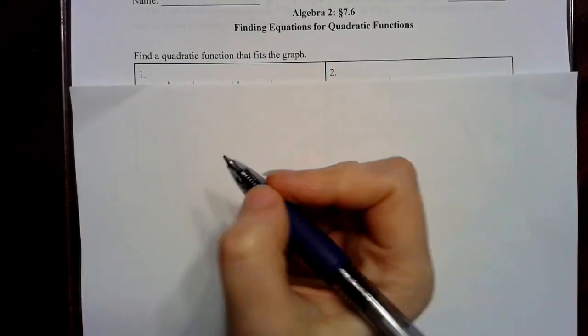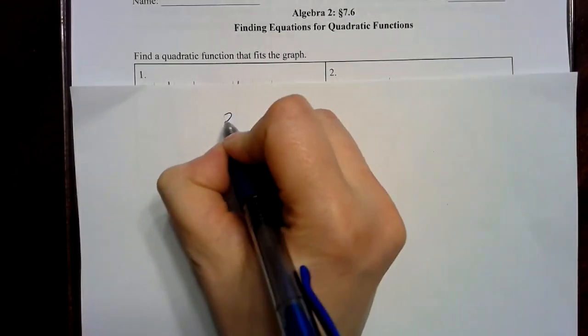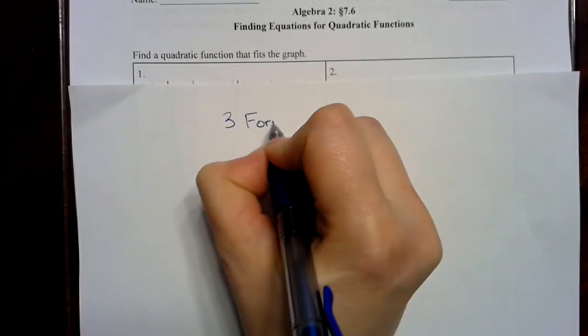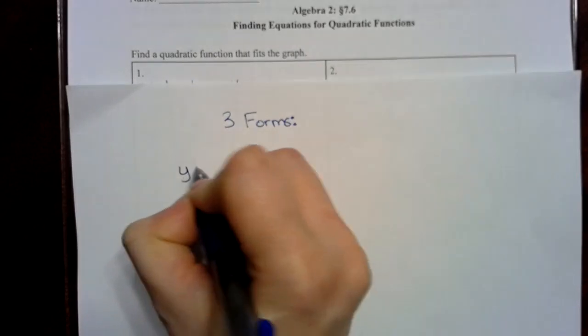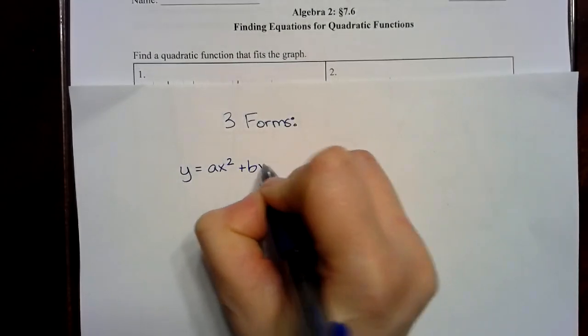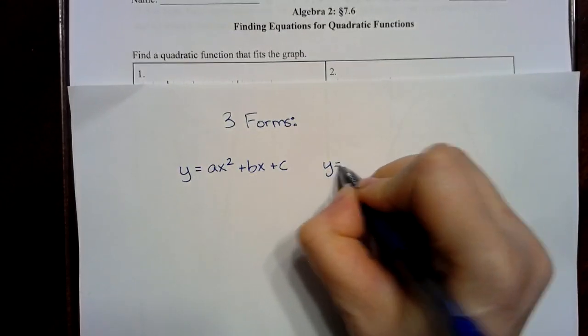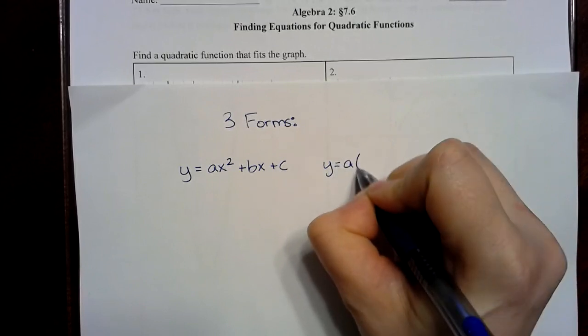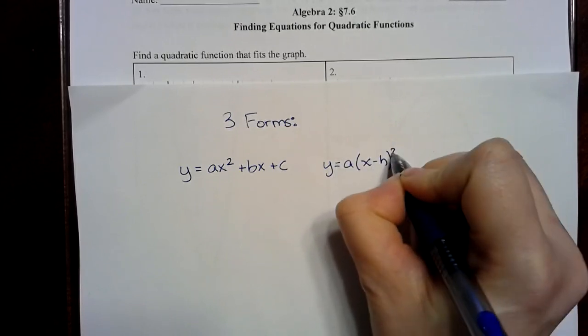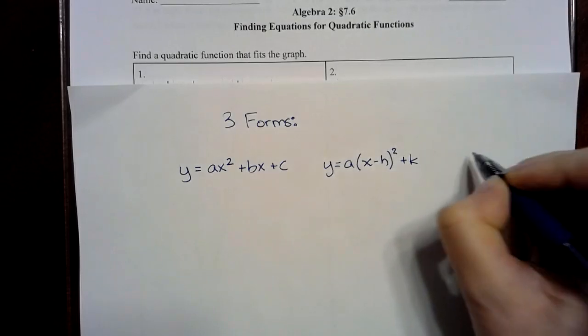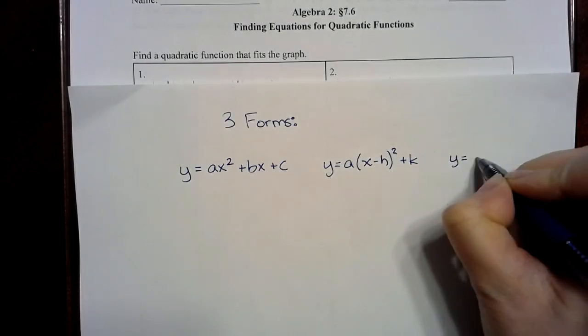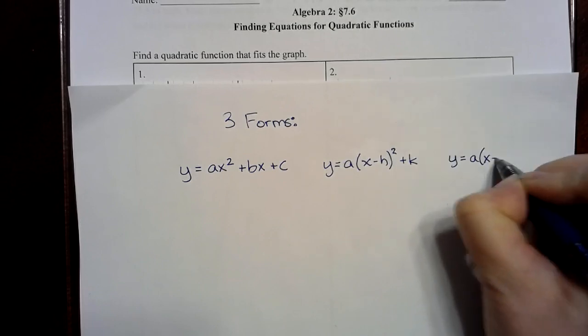So if we're going to be doing this, let's start by writing the three forms that we use for quadratic functions. So the first one is ax squared plus bx plus c. The next one we've studied is that vertex form. And the third one is that factored form.